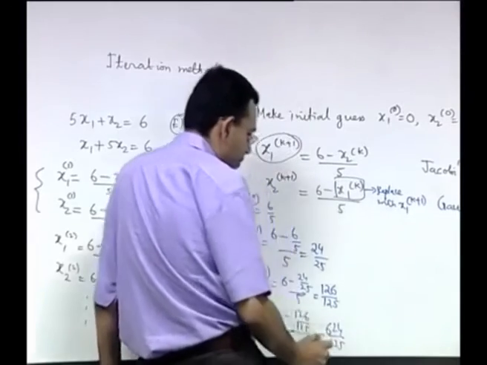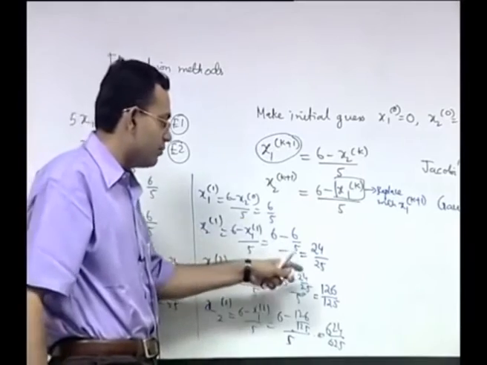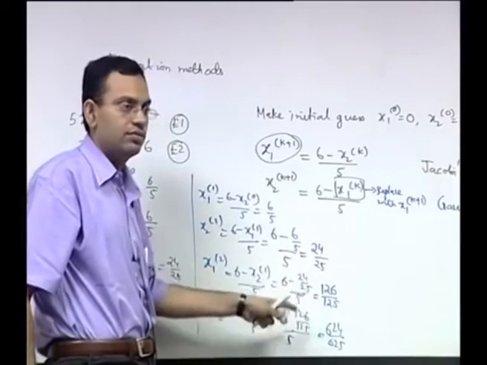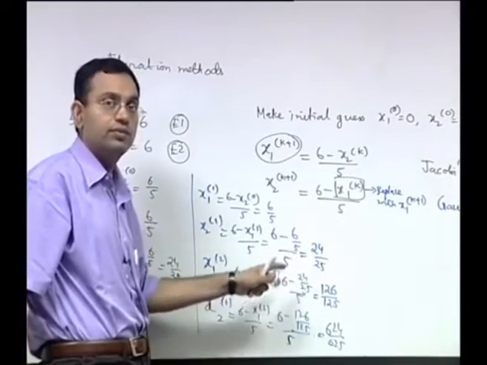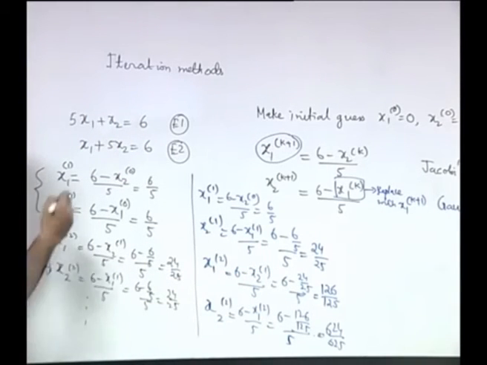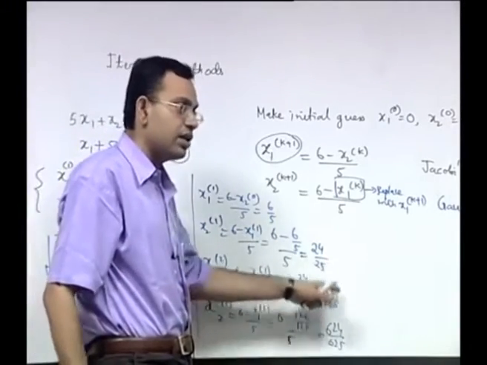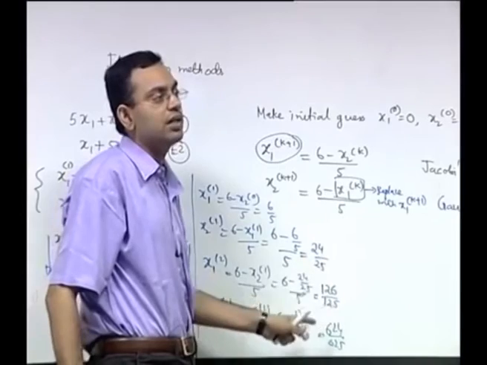So, you can see that the numbers in the subsequent steps are going faster close to 1, which is the correct solution. Here also the numbers are converging to 1, but at a much slower rate. Here within 2 steps it is converging much more rapidly towards the solution.